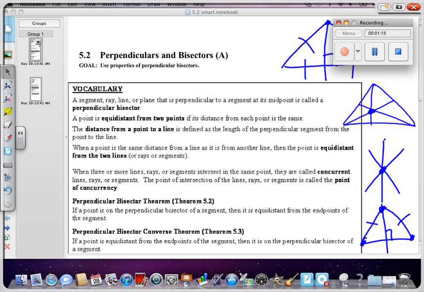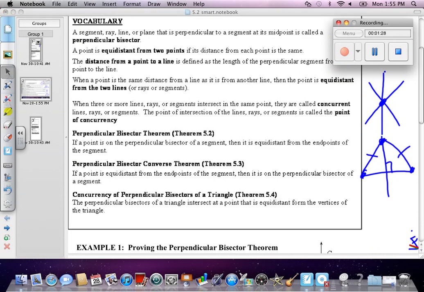All right. Perpendicular bisector theorem: if a point is on a perpendicular bisector of a segment, then it is equidistant from the endpoints of the segment. Perpendicular bisector converse theorem: if a point is equidistant from the endpoints of a segment, then it is on the perpendicular bisector.